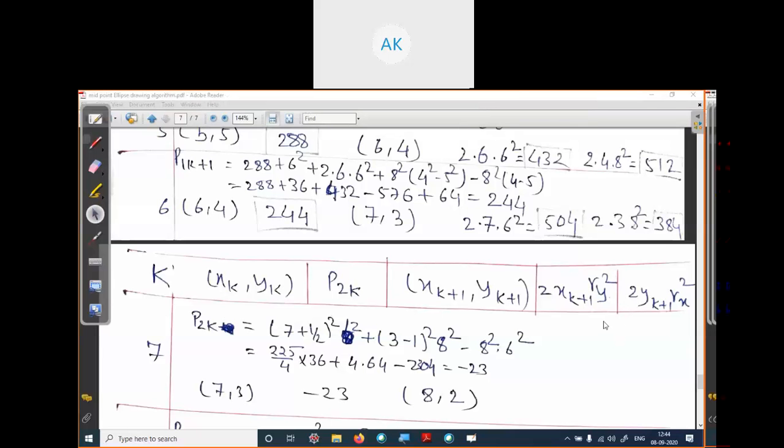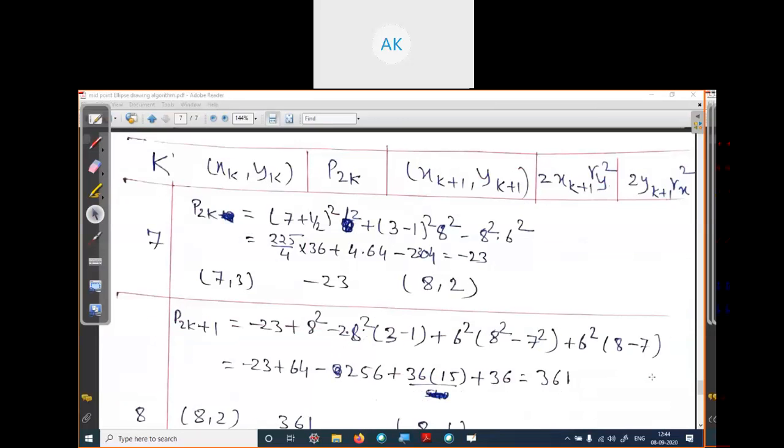When y is equal to 0. Yes, good. As we discussed initially, we calculate until we reach y equal to 0 and rx is the given value, which is 8. At this point we will stop calculating for region 2.